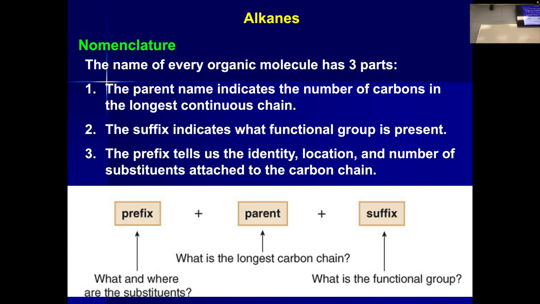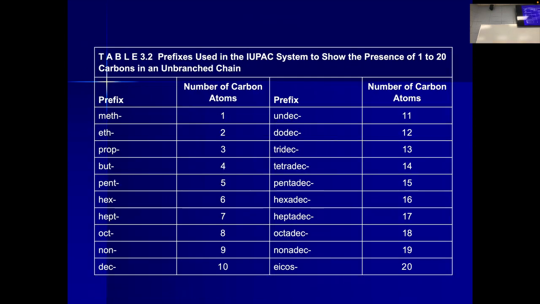Okay? The prefix is going to tell us what's attached to that longest chain. And it's going to tell us where it is located. Okay, so we're going to work some examples. But it really does come down to these three things. Every time you name a molecule, these are the three rules you have to follow. You have to find the parent chain, you have to identify the suffix, and you have to identify the prefix. Okay? Now, as you can imagine, those three parts seem pretty simple till you start to do it, right? There's simple examples and there are more complicated examples. We'll work through a few of them, okay?